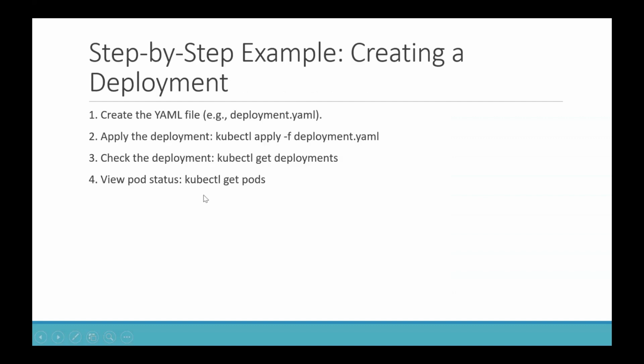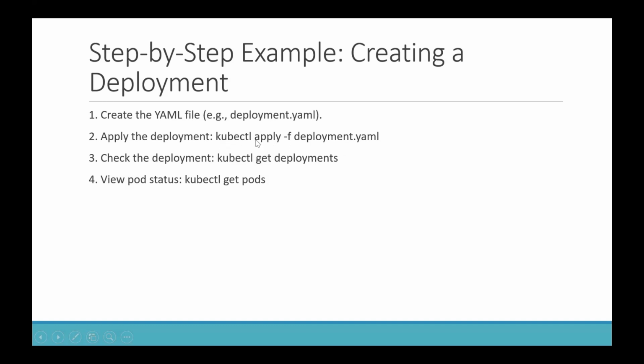Let's move ahead. If you want to deploy this YAML file which we have created for the deployment, these are the steps you can follow. First, create the YAML, something like deployment.yaml, and you can apply the deployment with this command: kubectl apply -f deployment.yaml.